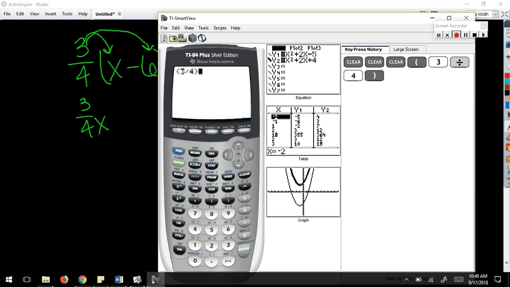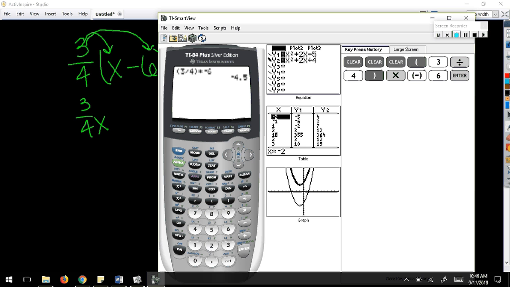And what did I need to multiply that by? Negative 6. Yes. Don't put the minus sign. That's subtraction. This little button down here, so I'm going to do times. This little button down here is negative. Negative 6. Times negative 6. And enter.